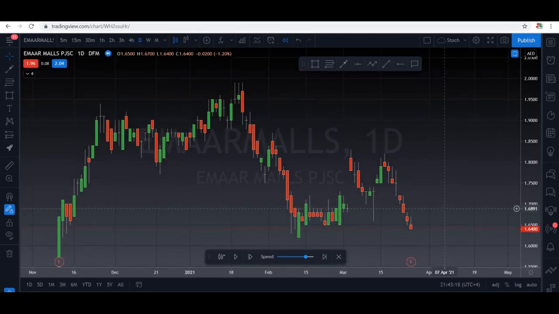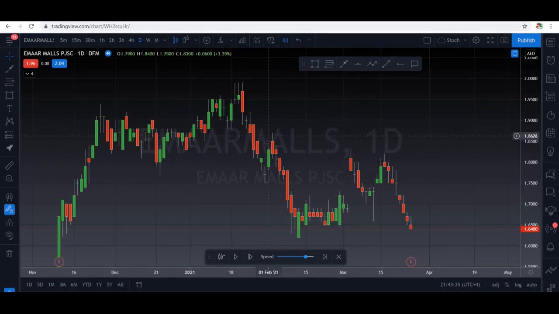First example, Emaar Malls. What we can see is price was in a range, it tried to break to the upside, got rejected, and from here onwards it's making lower lows and lower highs. Again here we can see a range. Obviously it's in a downtrend as of now. It tried to push to the upside, got rejected.